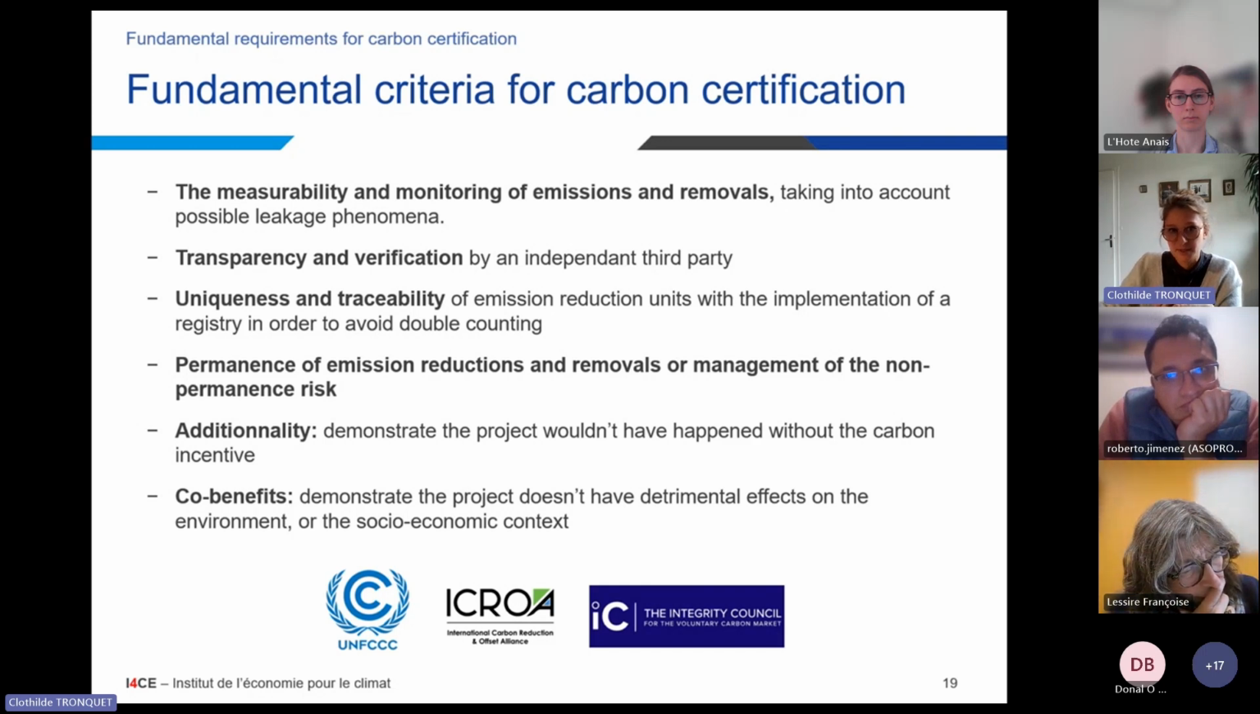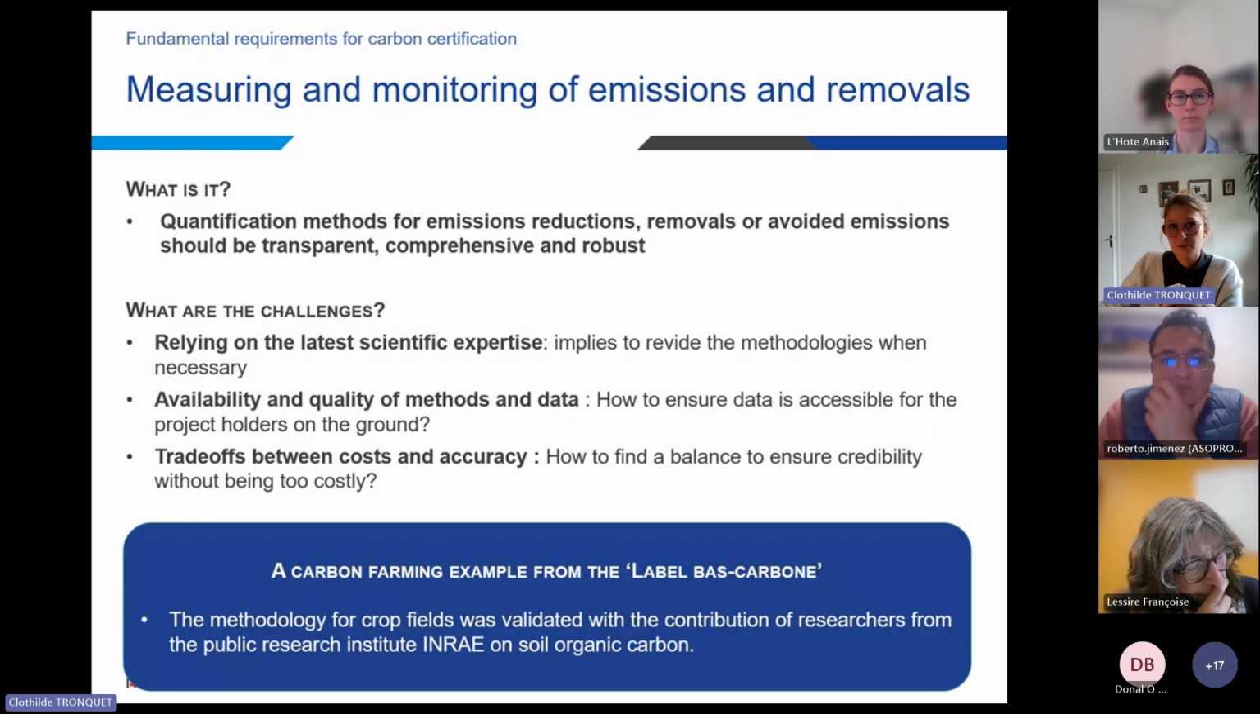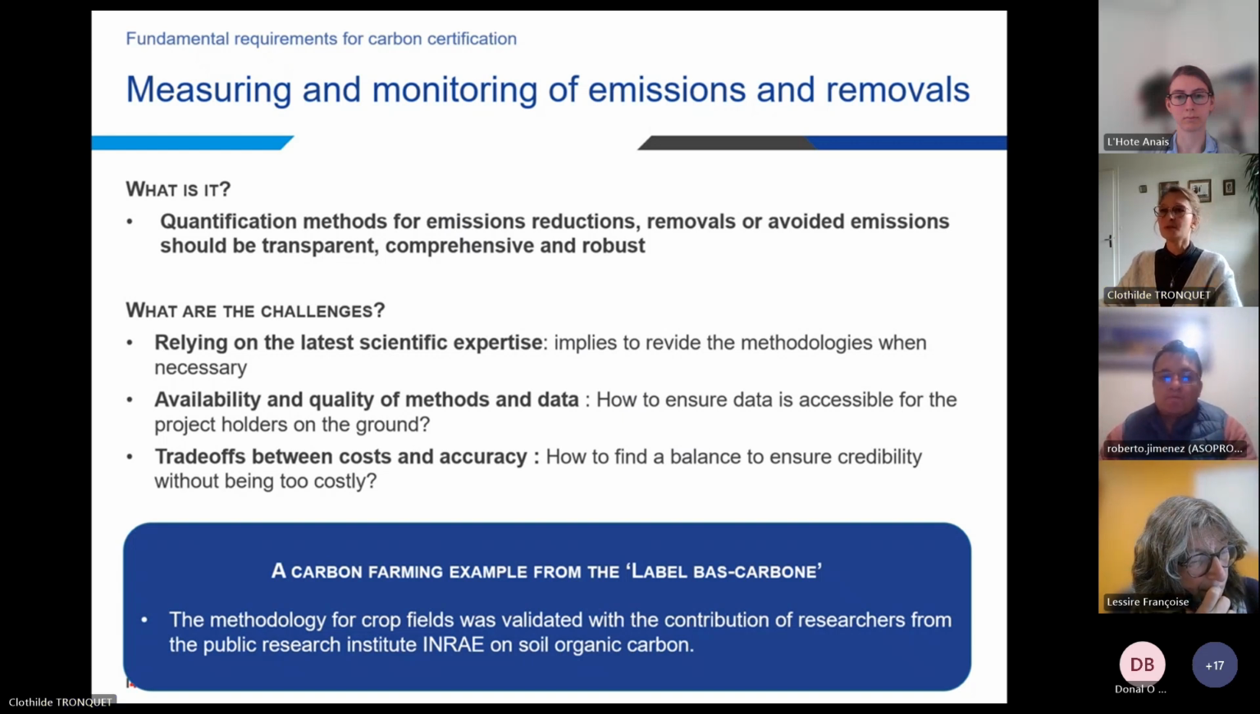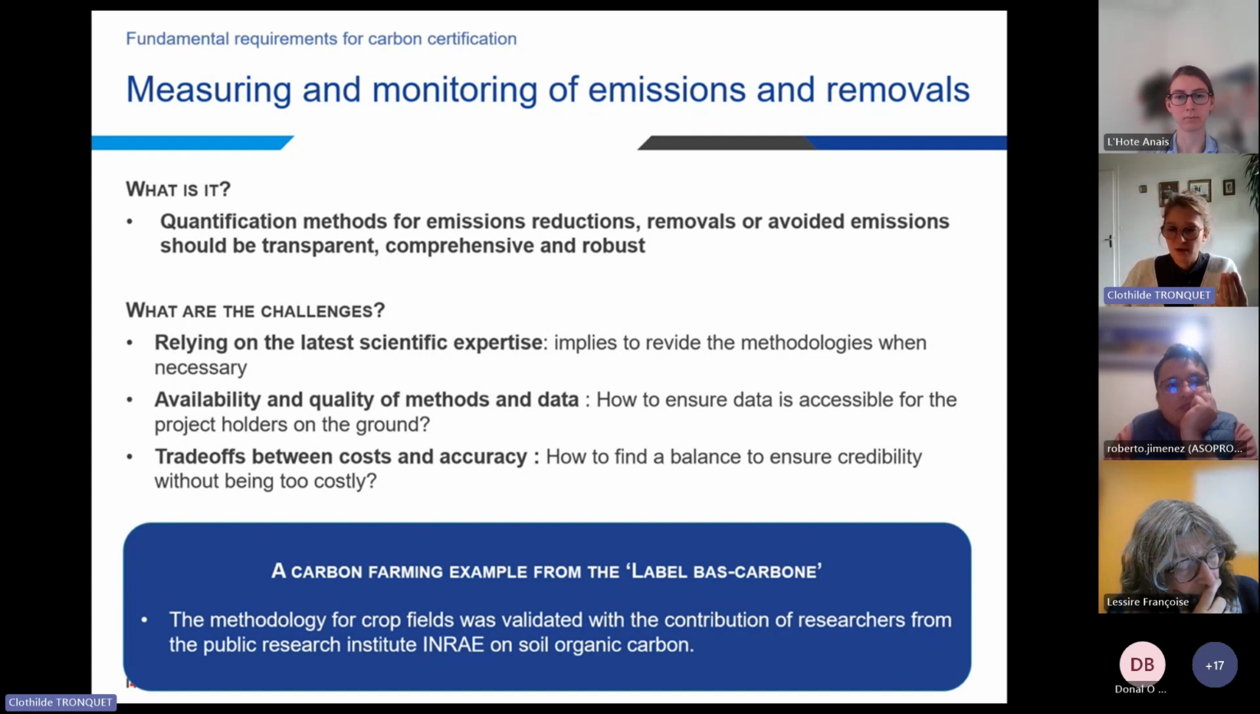So I'm going to look closer at all those criteria. About the first criteria, measuring and monitoring: what does it mean? It means that to have carbon certification, you need quantification methods that are transparent, comprehensive, and robust. You should be relying on the latest science expertise.